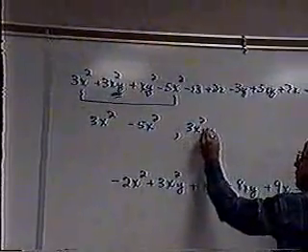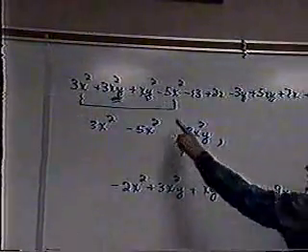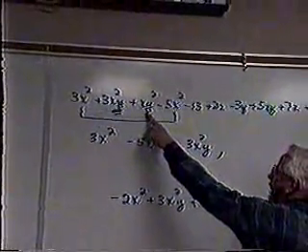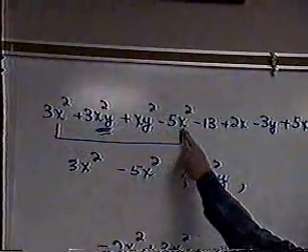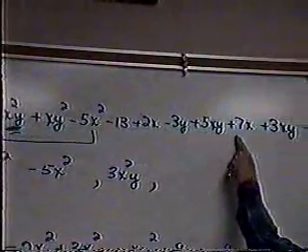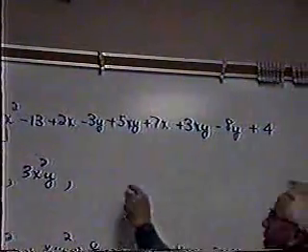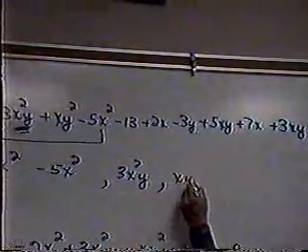3x squared y. All right, an xy squared. That's a pear. Let's see. Xy squared. Don't have another one of those. So we'll just write it down. Xy squared.